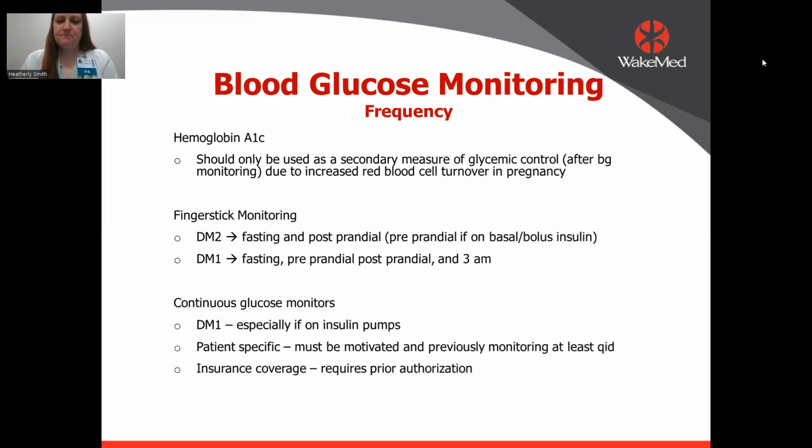So this is just a repeat of that frequency that we just mentioned. How we use hemoglobin A1c in pregnancy, it's really used as a secondary measure of glycemic control after blood glucose monitoring. That's due to the increased red blood cell turnover in pregnancy. We don't have standard lab values, and we don't use it unless we have a patient that's not monitoring and we don't know anything. Then we'll draw one just to have an idea of where their blood sugars are. And again, here's that schedule of how frequently we recommend monitoring.